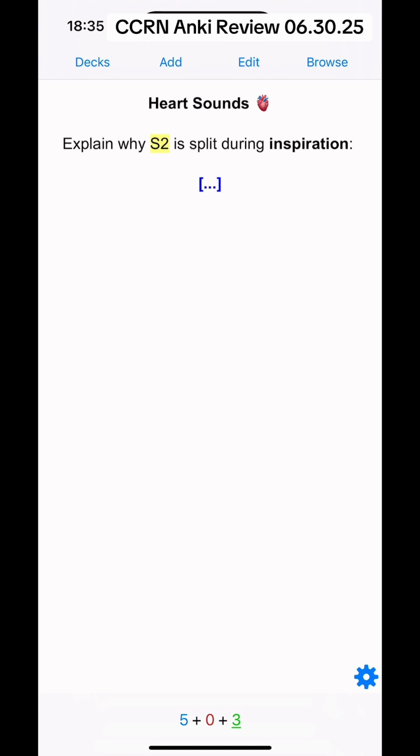S2 can be split during inspiration because when you do that, the lungs push more blood into the right side of the heart, causing the two different valves to close not synchronously.